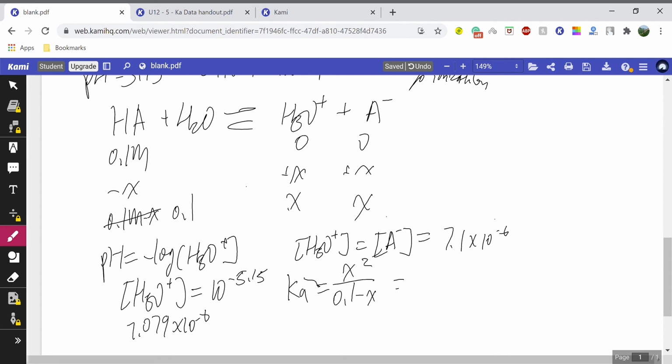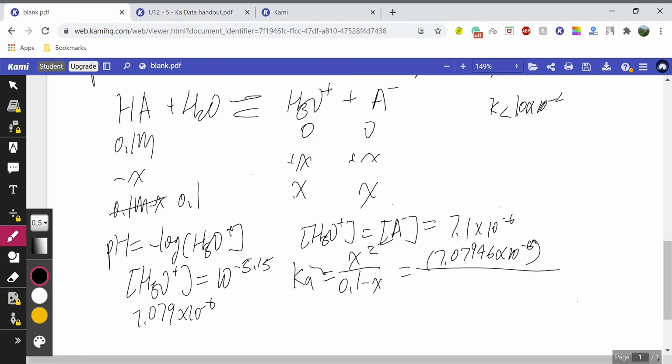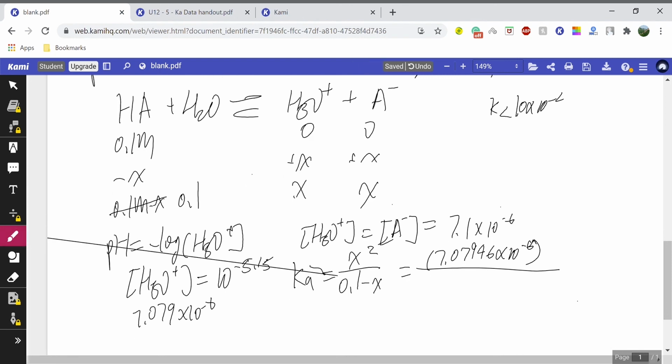X squared is equal to 7.0794 times 10 to the negative 6 power, and 0.1 minus X, as we found, is equal to 0.1 because of how small X is. And what that tells us is there's a new rule that I'm going to show you here: if the Ka value is less than 1.0 times 10 to the negative 4, then you can ignore the X when you are subtracting it in the denominator. So this is just going to be 0.1.